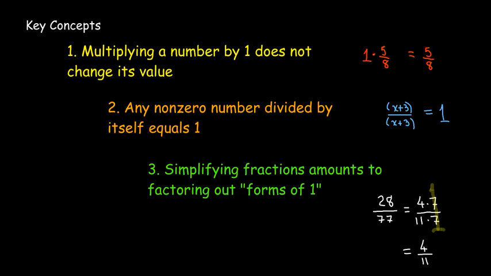So then 1 times 4 over 11 is 4 over 11. So the 7s don't disappear. 7 over 7 becomes 1, and multiplication by 1 doesn't change anything, so I don't need to write it. But it didn't disappear. It didn't get crossed out. It just became the multiplication by 1.